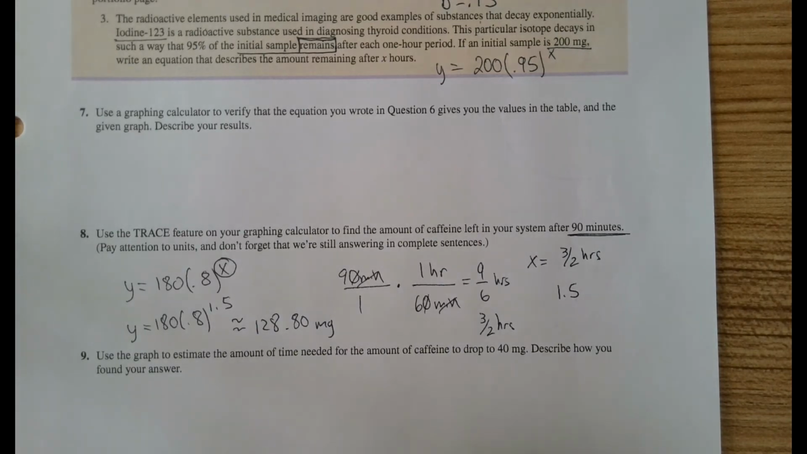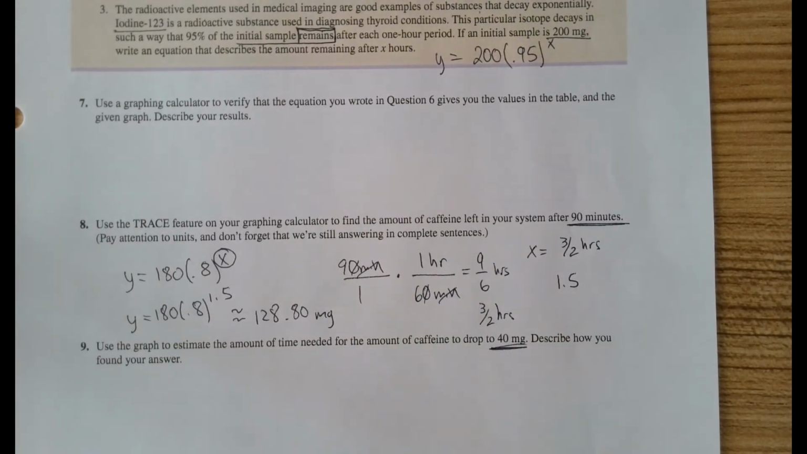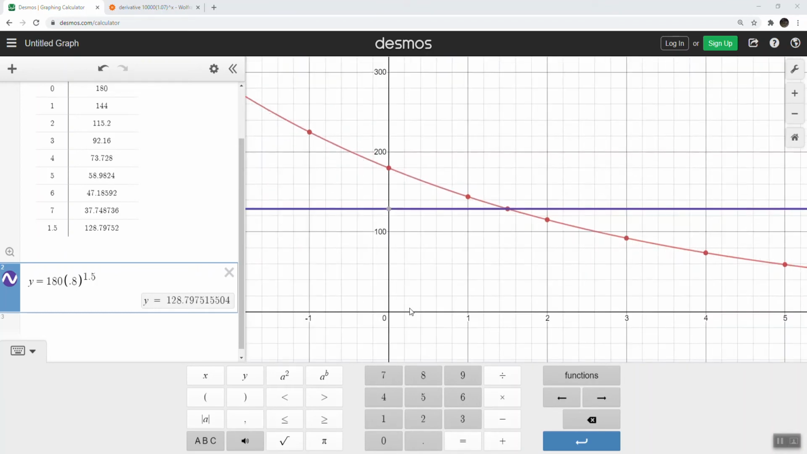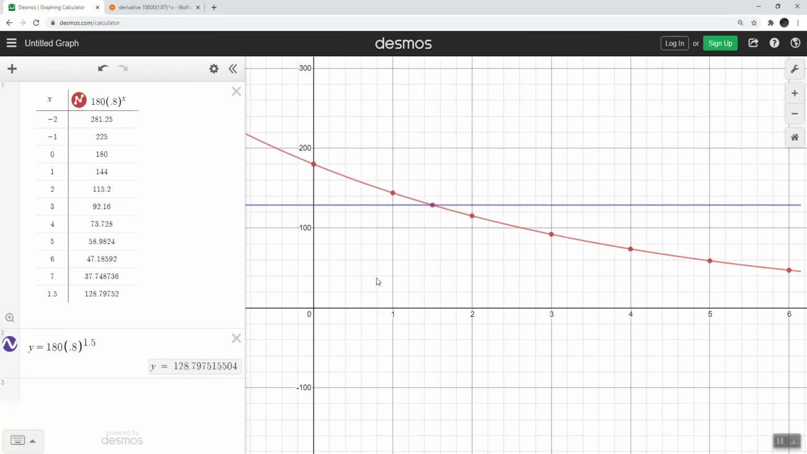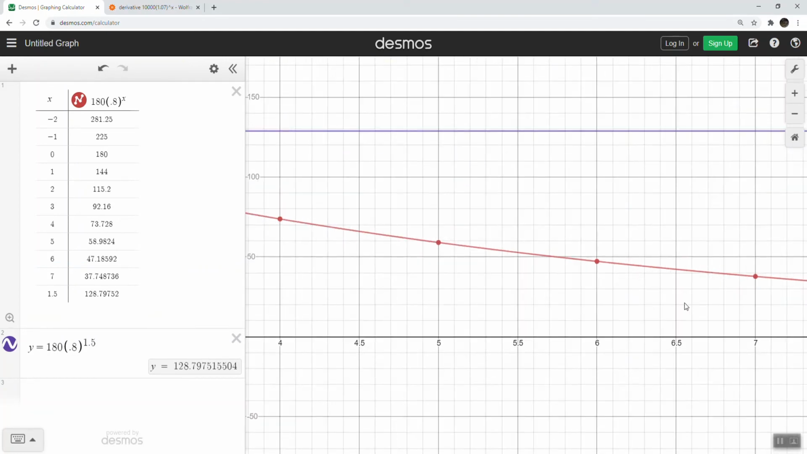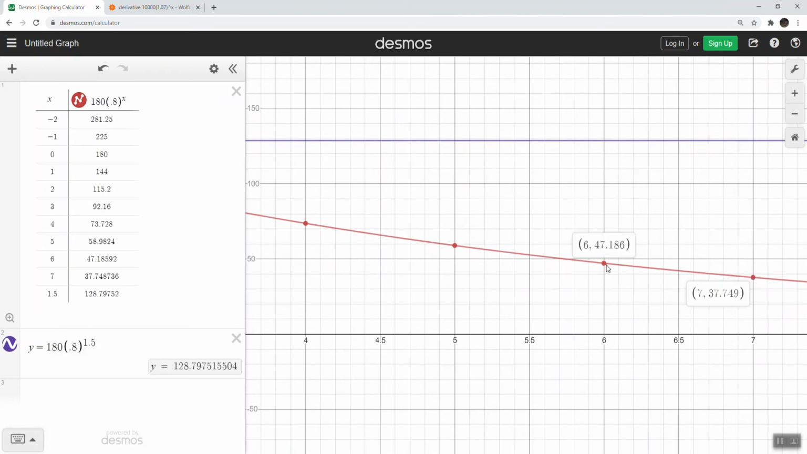All right, then we're to estimate the amount of time needed for the caffeine to drop to 40 milligrams. Well, if we look at our graph, I'm going to zoom in a bit. Here's 100, and we've got 1, 2, 3, 4, 5 tick marks. If I divide 100 by 5, each one of these is 20. So 40 is right here. We just have to find where this line crosses 40. It's right there-ish, right? It looks like 6.6. In other words, it's between 6 and 7. You can also see that over here in the table.